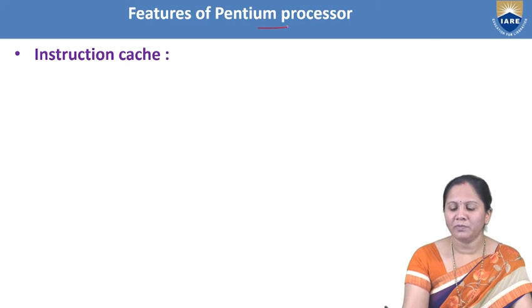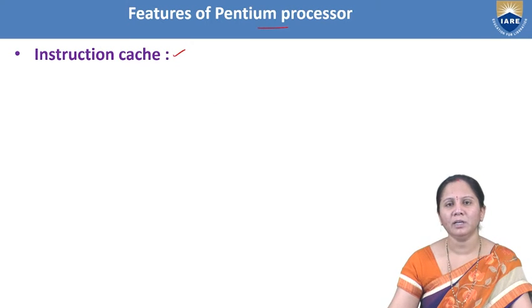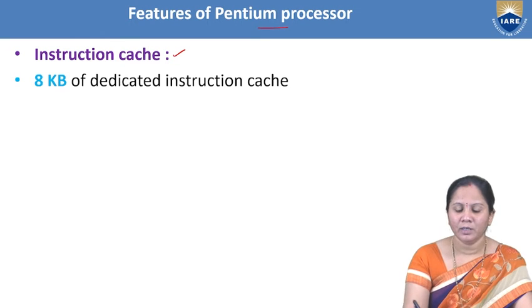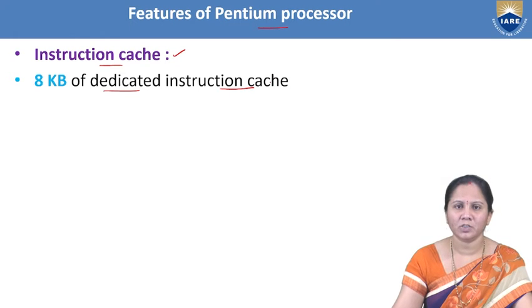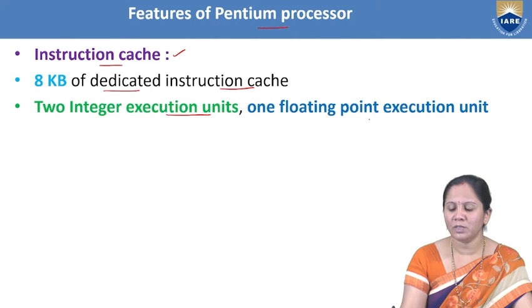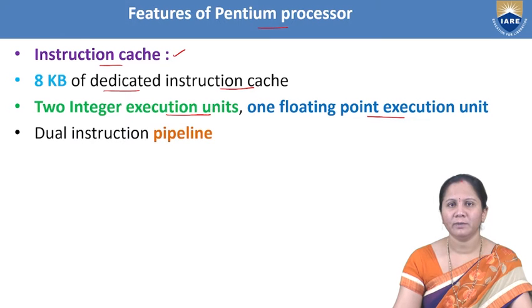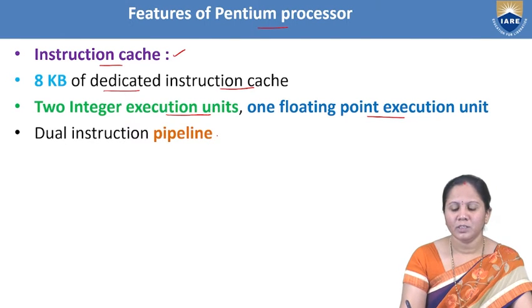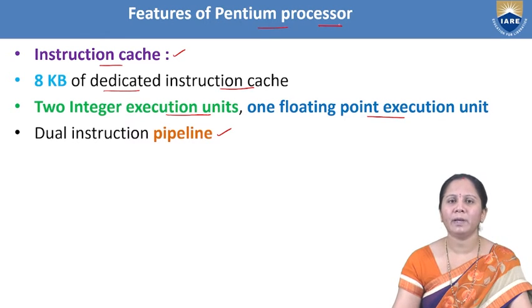Another feature of the Pentium processor is the instruction cache. As we have seen in the architecture, a cache unit is available. The instruction cache is 8 KB of dedicated instruction cache. The architecture also consists of 2 integer execution units, which we have seen are the V pipe and U pipe. It also has another unit called the FPU, the floating point unit. It supports the pipeline mechanism, specifically a 2-level pipeline.